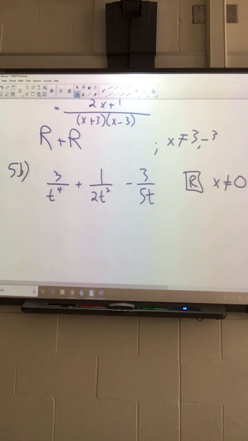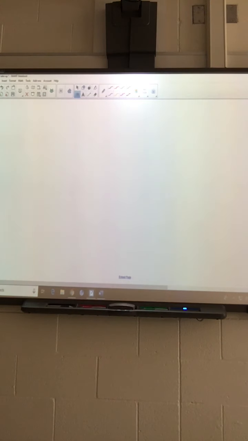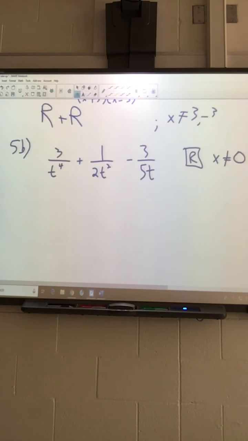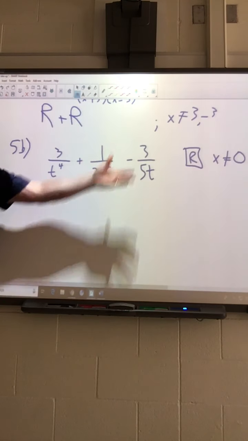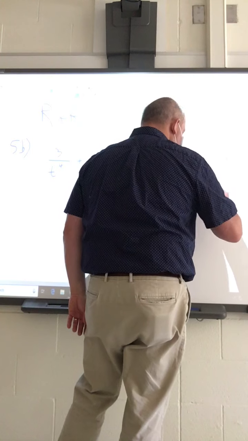Okay, hopefully you've gotten that pattern by now, or that idea by now. We're going to need more, not for this one, probably. So we did our factor step, which was nothing. We got our restrictions. Now we want to do our LCD. What's our LCD going to be?